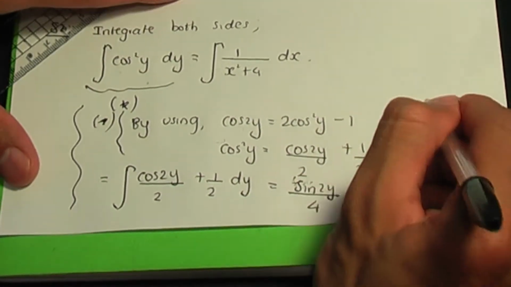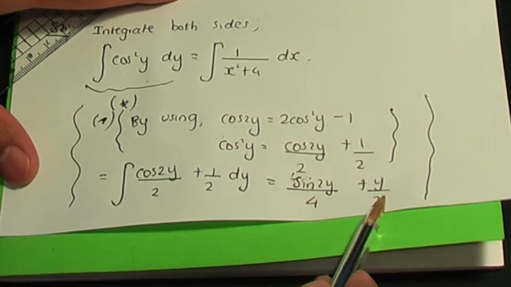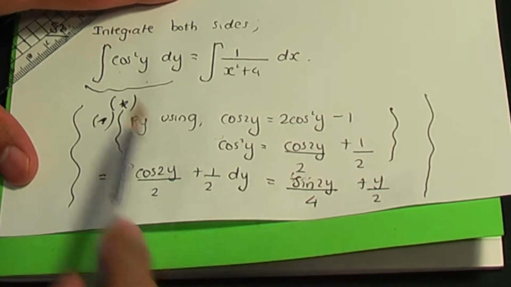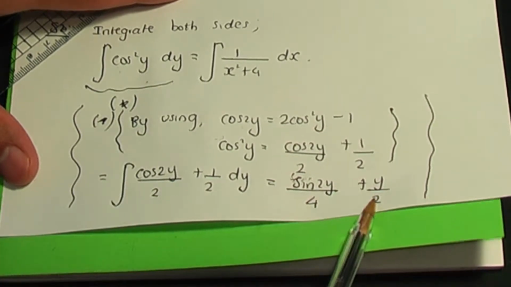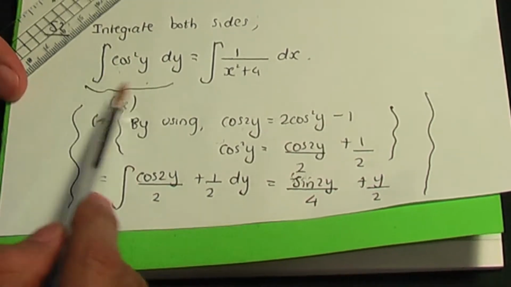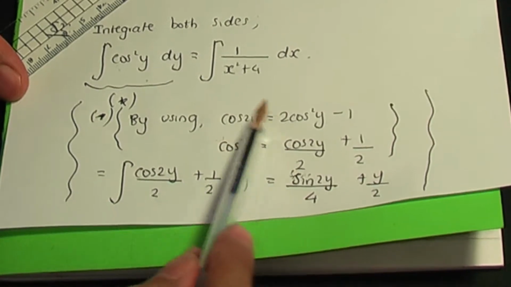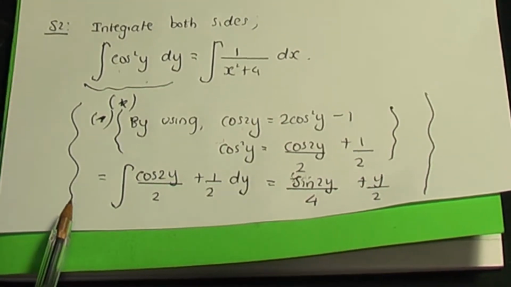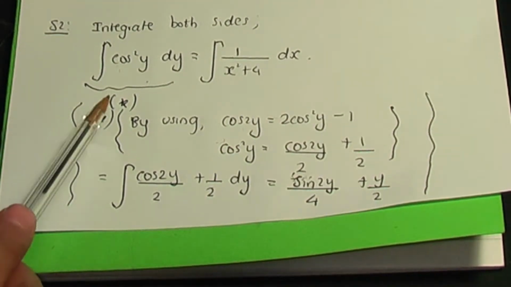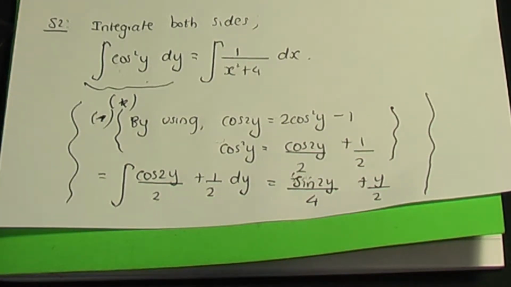So this is what you should have when you integrate the left-hand term, cos squared y, with respect to y. How did we integrate cos squared? Remember, to integrate cos squared or sine squared, think about the double angle formula for cos. So star is finished.